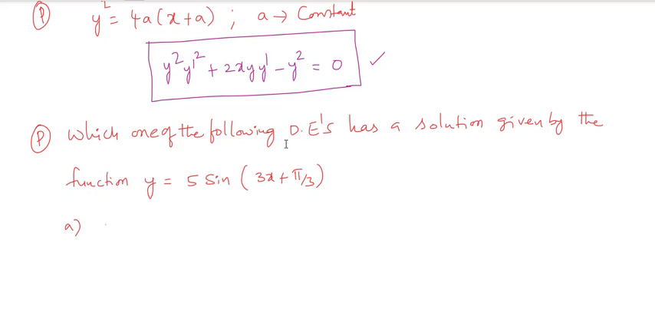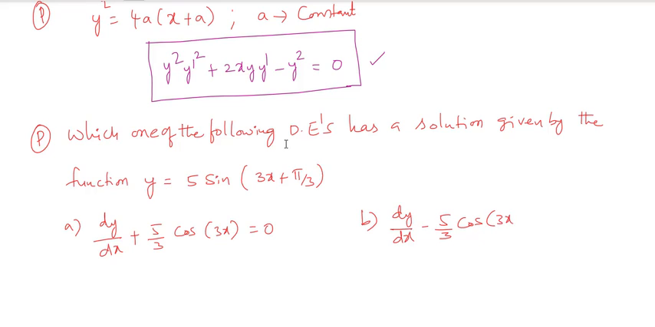The options are: A, dy by dx plus 5 by 3 cos of 3x is equivalent to 0. Option B, dy by dx minus 5 by 3 cos of 3x is equivalent to 0. C, d square y by dx square plus 9y is equivalent to 0. And D, d square y by dx square minus 9y is equivalent to 0.